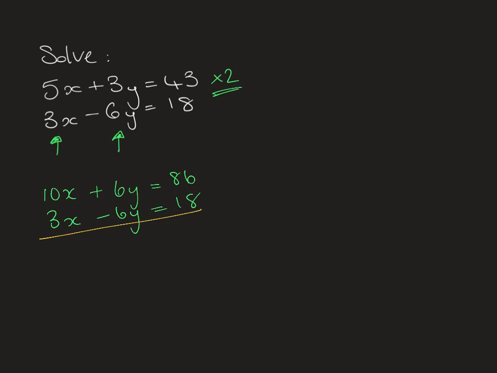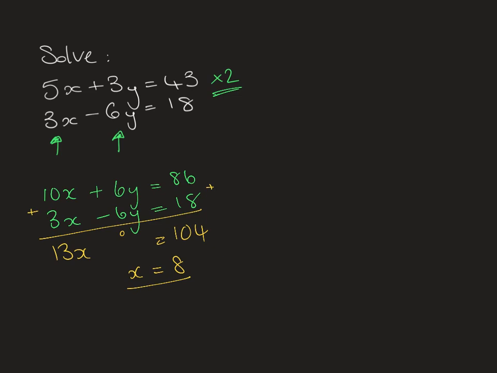Because I've got 6y and negative 6y, I need to add the two equations together so that we have 6y add negative 6y is nothing, and thus eliminating the y variable. Doing the same with the other terms, 10x add 3x is 13x, and 86 add 18 is 104. If 13x is equal to 104, we divide both sides by 13 to get our value of x, which is 8. And there's our first variable.